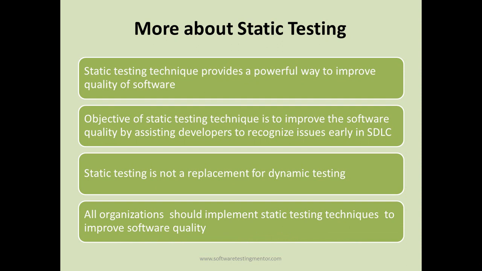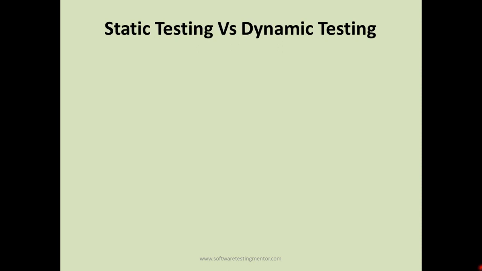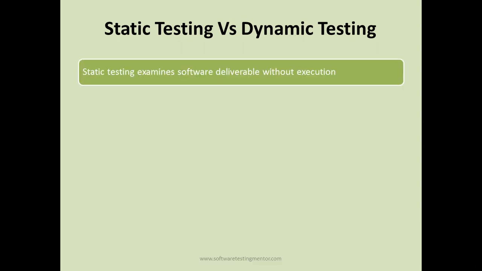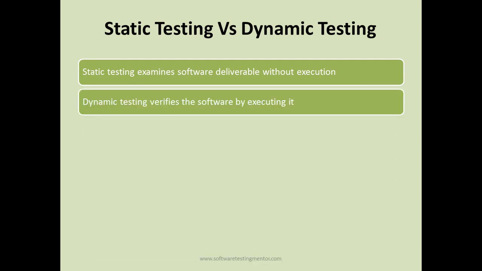In order to improve software quality, static testing technique is the most important testing to carry out in any sort of software development lifecycle. Now let's see the difference between static testing and dynamic testing. Static testing examines software deliverables without execution. That's the first difference. And dynamic testing verifies the software by executing it.